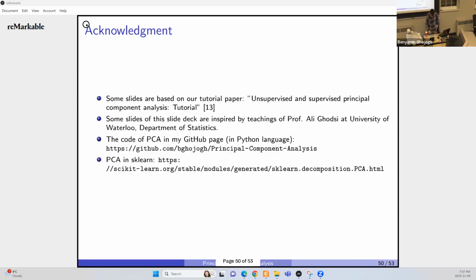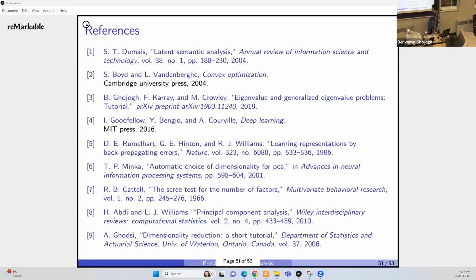Acknowledgement: some slides are based on our tutorial paper on supervised and unsupervised principal component analysis. Take a look at that. I think it's a good tutorial. Or the chapter on PCA in our book. And also the teachings of Professor Ali Qudsi at the University of Waterloo. I have coded PCA myself. You can see it on my GitHub page in Python. Also, you can use PCA in scikit-learn. By the way, my GitHub implementation has PCA, dual PCA, kernel PCA, supervised PCA, all of them. And these are the references.